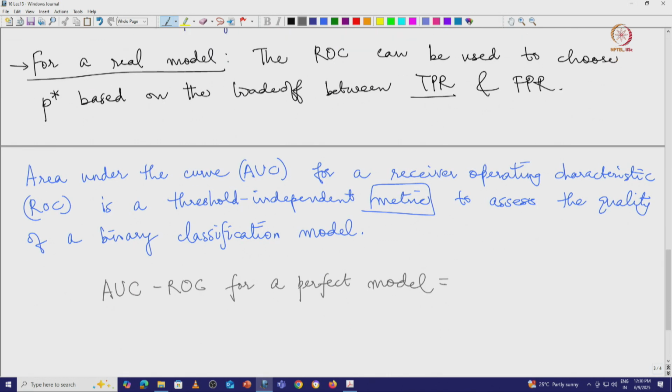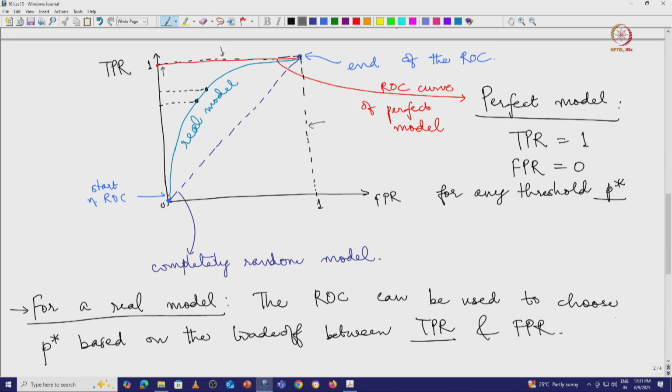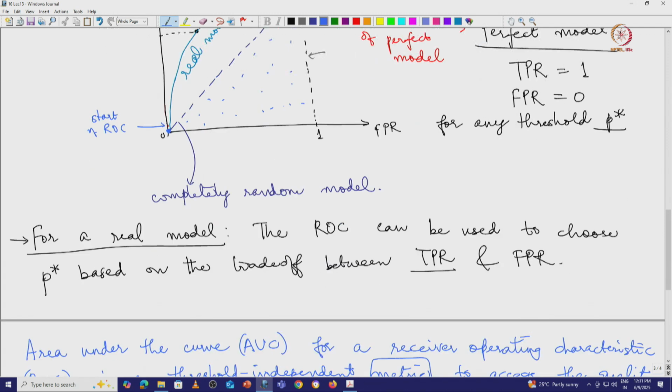So, the AUC ROC for a perfect model is equal to the number 1, whereas the AUC ROC for a completely random model is, as you may have rightly guessed, 0.5, because that is the area in this particular region, the area under the ROC for a completely random model, and the area of that triangle, half base times height, is half times 1 times 1, and that is certainly 0.5.